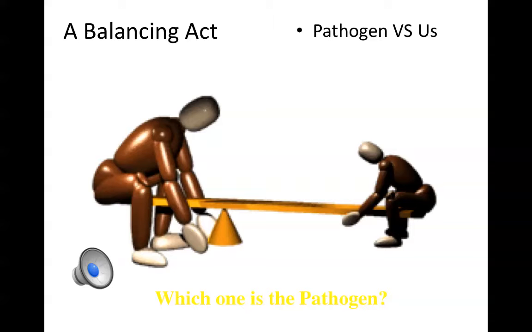The combination of an active immune system, as well as various physical and chemical barriers, tilt this balancing act into our favor. But with this illustration, can we really determine which one is the pathogen? Unfortunately, oftentimes the pathogens do succeed in tilting that balancing act into their favor.